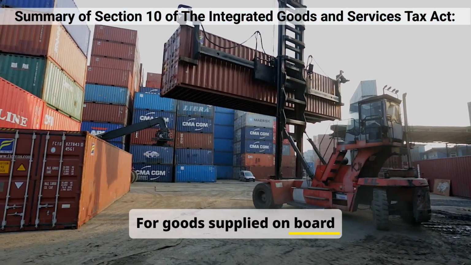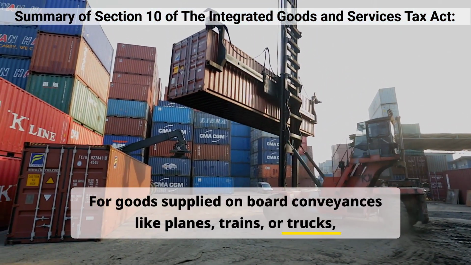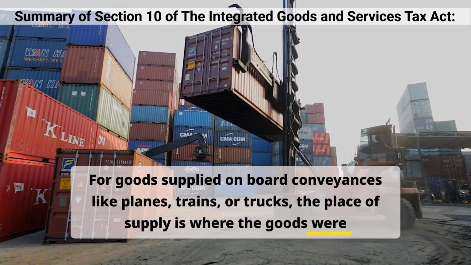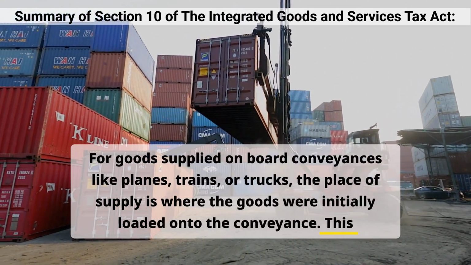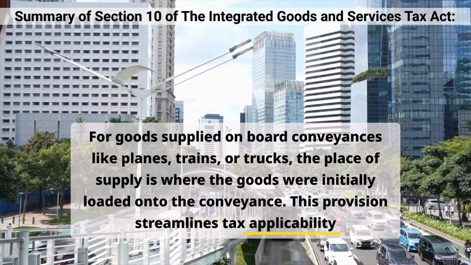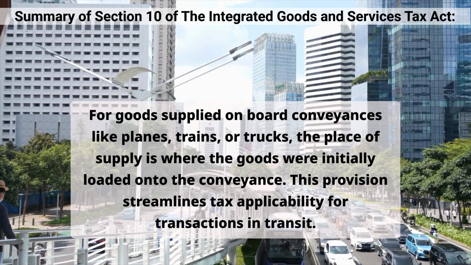For goods supplied on board conveyances like planes, trains, or trucks, the place of supply is where the goods were initially loaded onto the conveyance. This provision streamlines tax applicability for transactions in transit.